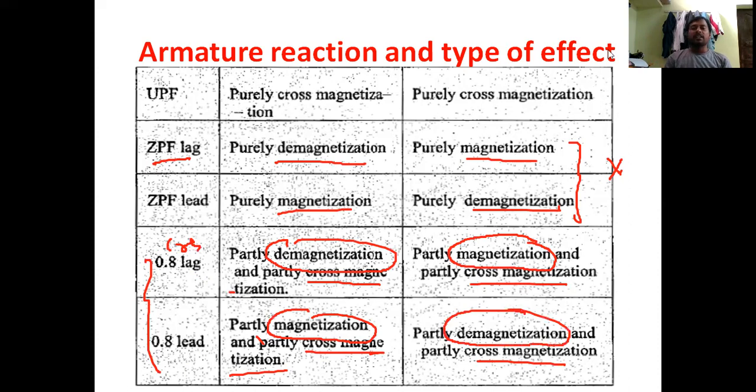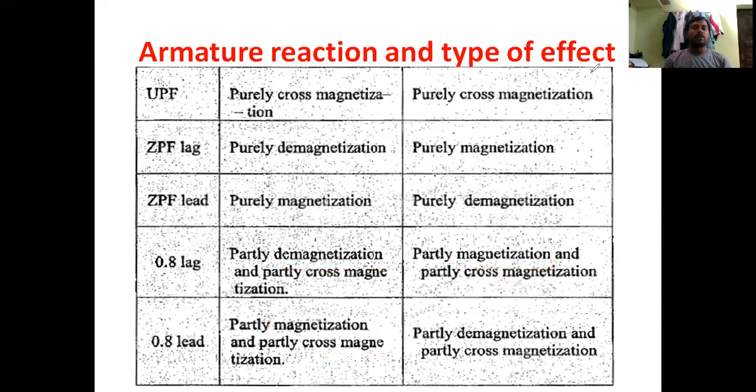These are the differences between synchronous generator and synchronous motor in armature reaction. Just a small difference: they are opposite to each other, only for UPF load is it common to both, but in the remaining cases they are opposite to each other. So this is all about the armature reaction.